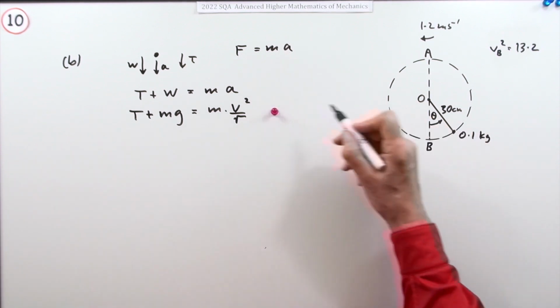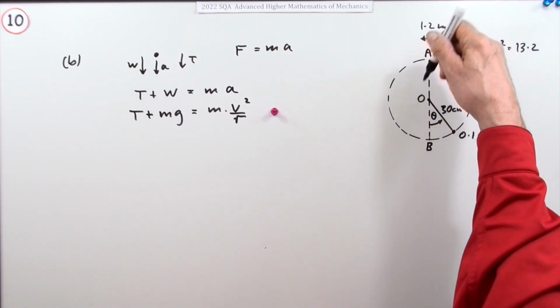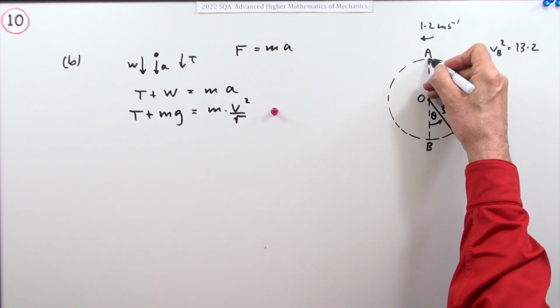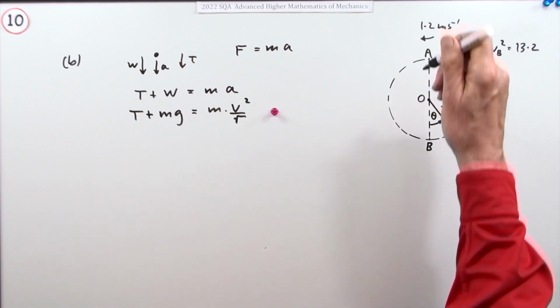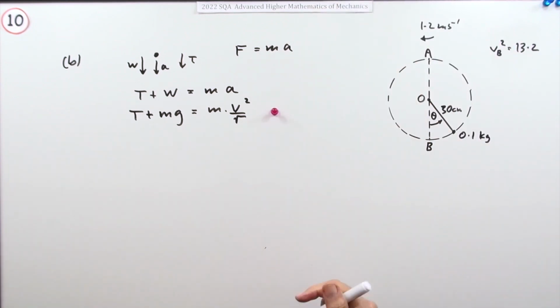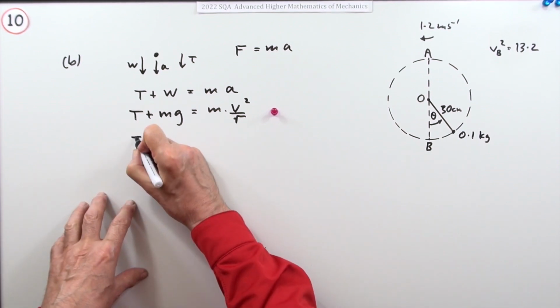What provides this acceleration? What's going to provide the acceleration towards the centre? Well, the only 2 things that are acting on that point there are its own weight, so there's gravity acting on it, and the rod that's holding it there. So these are the 2 parts that provide the force.